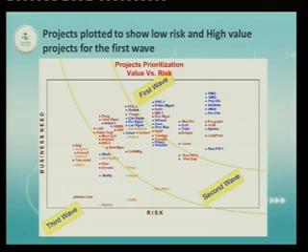So on the risk axis, the lower right side will be the lowest risk projects, and the left side is the highest in risk.